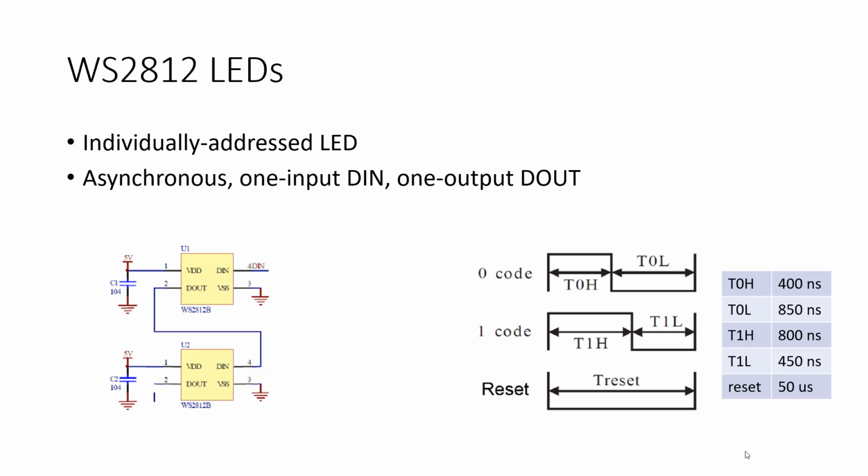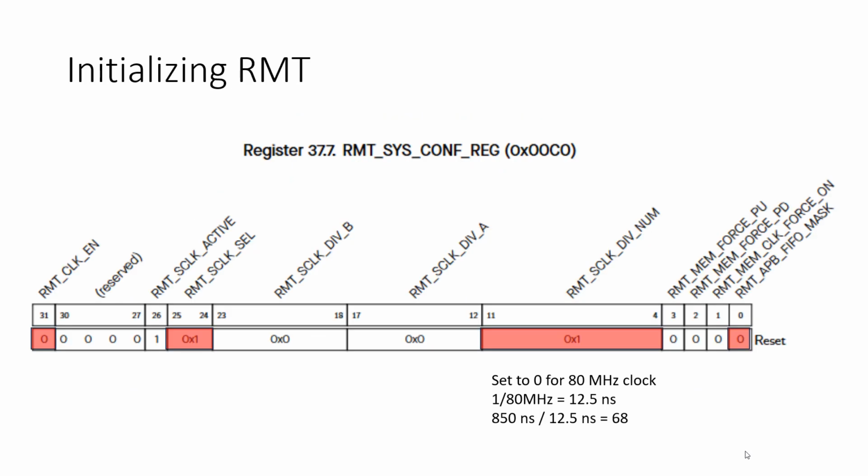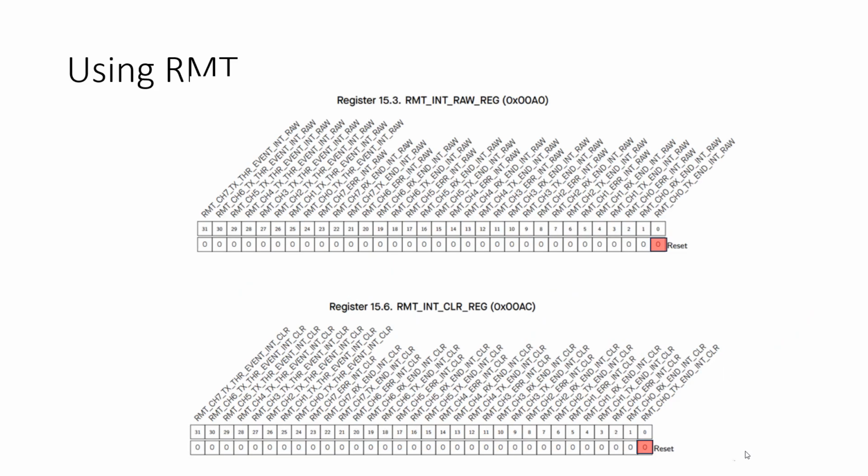So your software is probably going to have to sit there and twiddle its thumbs a little while that happens, right? It's going to have to wait. You're probably going to want to poll and keep saying, are you done yet? Are you done yet? Right? So that's what this next register is for. It basically just tells you when it's done. So there's this RMT interrupt raw reg where it'll set bit 0 to 1 when it's done, right?